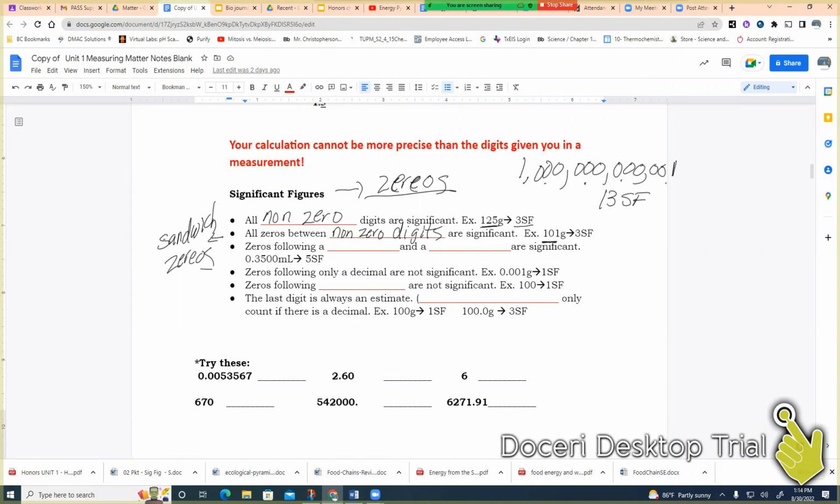So the next one says a zero following a non-zero and a decimal are significant. And there's some typos in here, and this is one of them. So if I look, this zero is not considered significant. That's considered a placeholder. These two zeros are behind a decimal and behind a non-zero number. So they are considered significant. So this would be 4 sig figs.